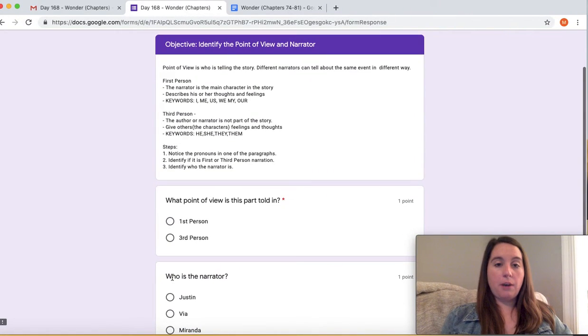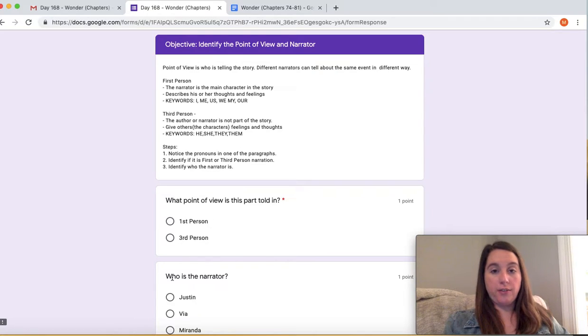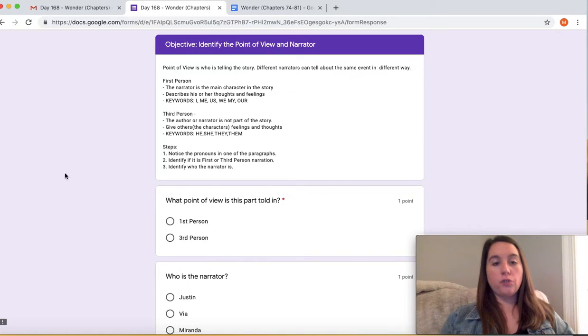So today for our part of the story, we're going to be identifying the point of view and the narrator to start off. Now, remember, point of view is who is telling the story. Is it a narrator? Is the narrator somebody that's in the story? So is the point of view being told from somebody that's a character or from someone who's not a character in the story? So first we're going to identify, is it first person or third person? First person means that it's a character that's in the story. So it's somebody that we are learning about in the story. You'll hear their thoughts and feelings, and the keywords for the pronouns would be I, me, us, we, my, and our.